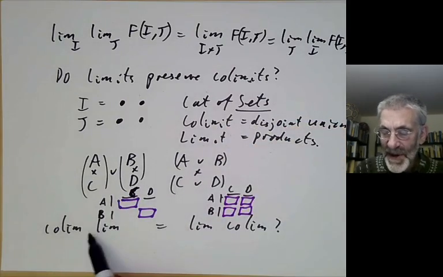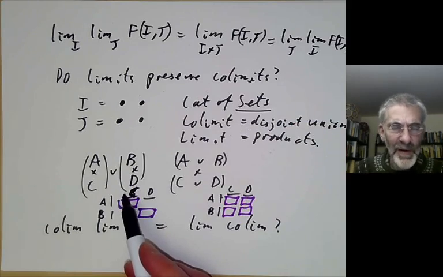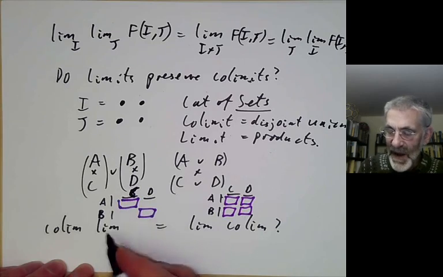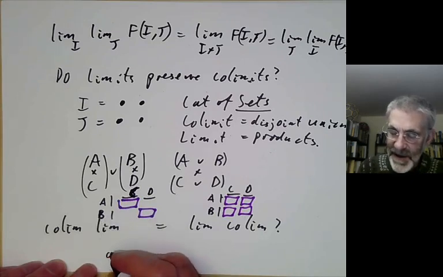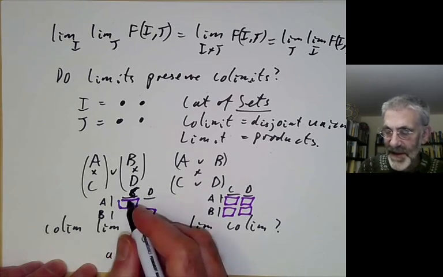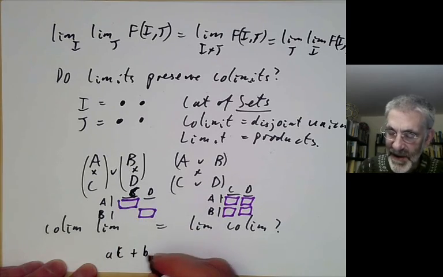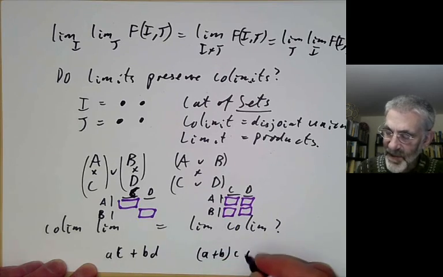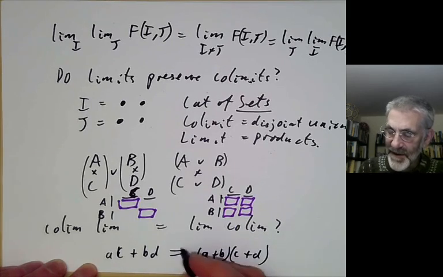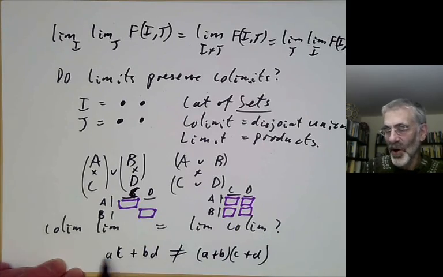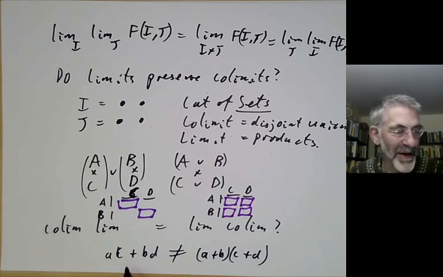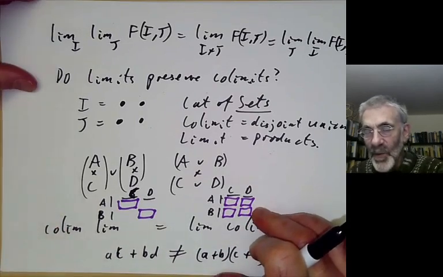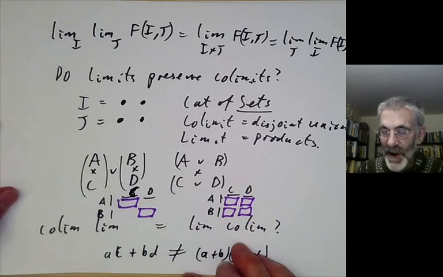In fact, you can see that the fact that colimits and limits don't commute isn't something pathological, it's something completely basic. For instance, if we write little a, little b, little c and little d for the size of these sets, the size of this is ac plus bd, and the size of this is (a plus b) times (c plus d). And these two expressions are obviously not equal. You can't swap round addition and multiplication in this way. So there's absolutely no reason in general why limits of colimits should be colimits of limits.